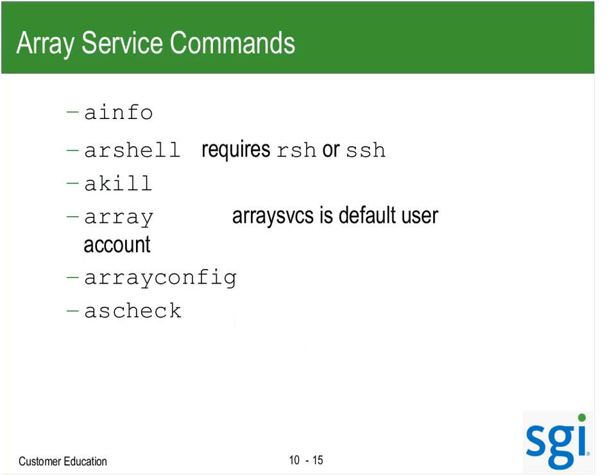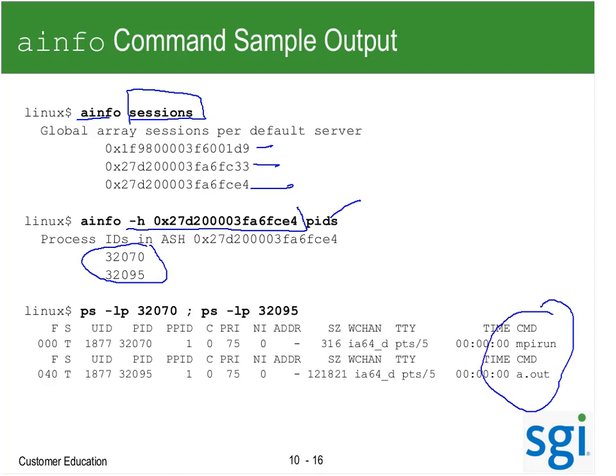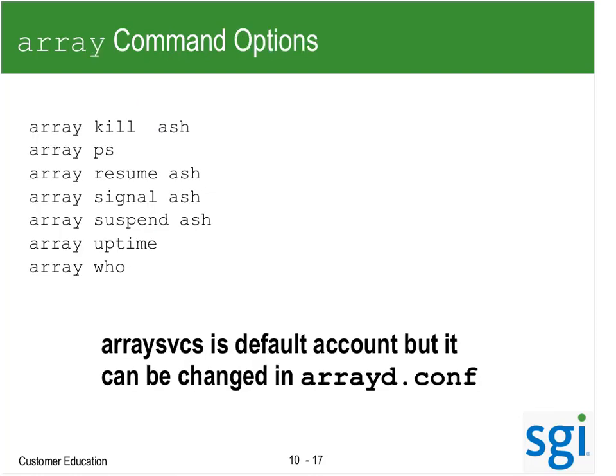There are array services commands available as well. Let me just go through them. These are the ones I'm going to do in the demo here. So ainfo has a bunch of options, but we can find out what sessions we have. So these are 3 different MPI configurations or array session handles that are running at the time. And then I can do a -h on a particular handle and find out what PIDs are in it, and then I could actually ps it. The array command, I can kill things across by ASH. I can do a ps. I can suspend, resume, or send signals, and get an uptime and a who across the array.